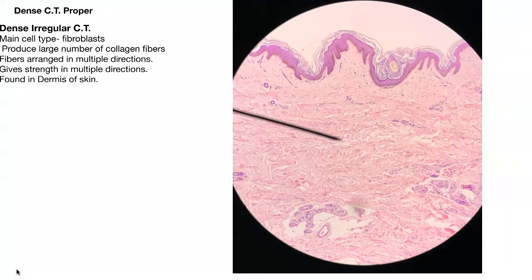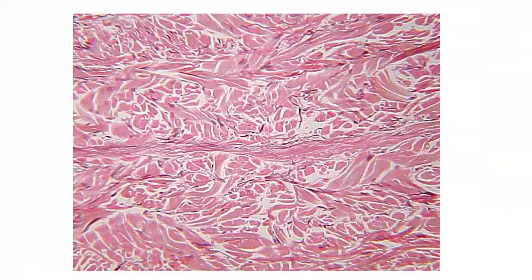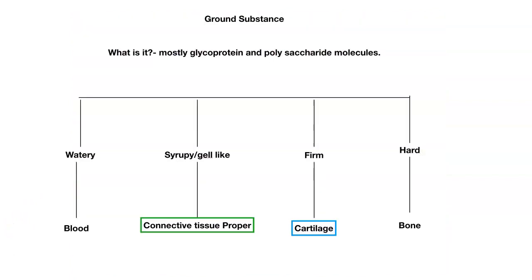I think I have another picture too. So this is just another picture showing you what dense irregular connective tissue could look like. This is all collagen. It's a mishmash of collagen going in all different directions. I think that was my last slide for this one.